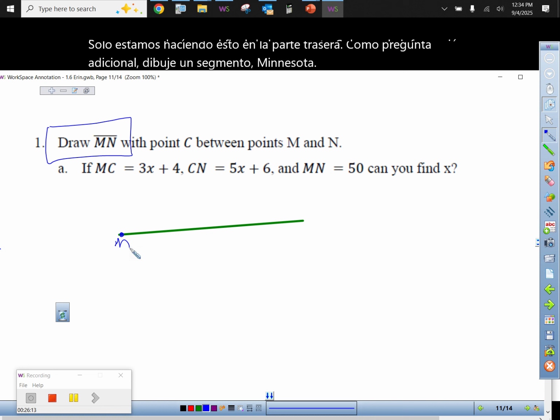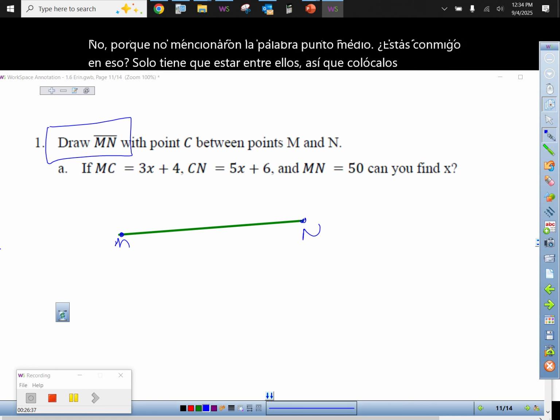MN. Now here's where I know we're getting tired. They say C is supposed to be between points M and N. Time out. C is supposed to be between them. Does it have to be perfectly in the middle? No, because they didn't mention the word midpoint. Are you with me on that? You just got to be between them. So put them anywhere you want. It really doesn't matter as long as it's between there.